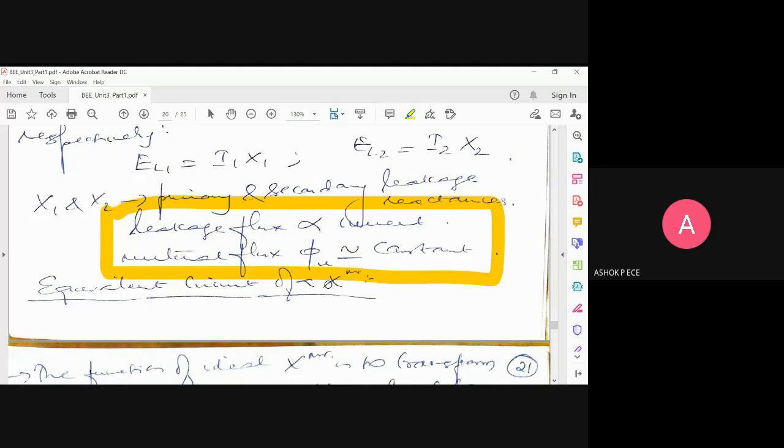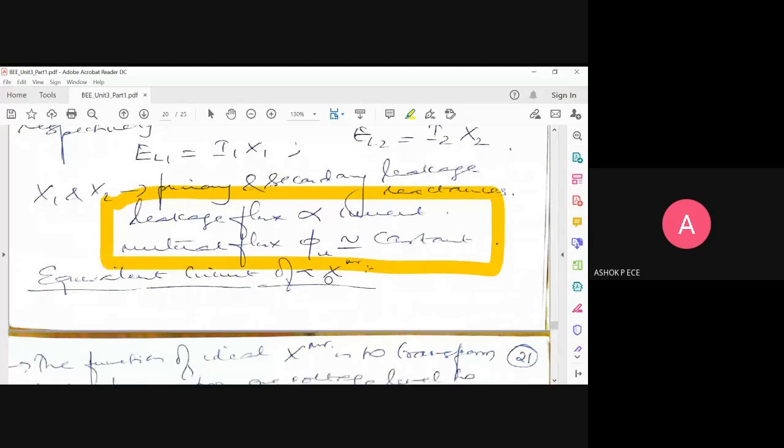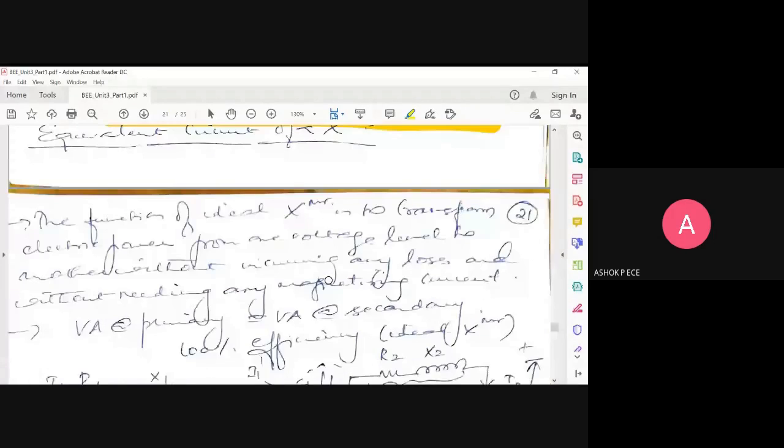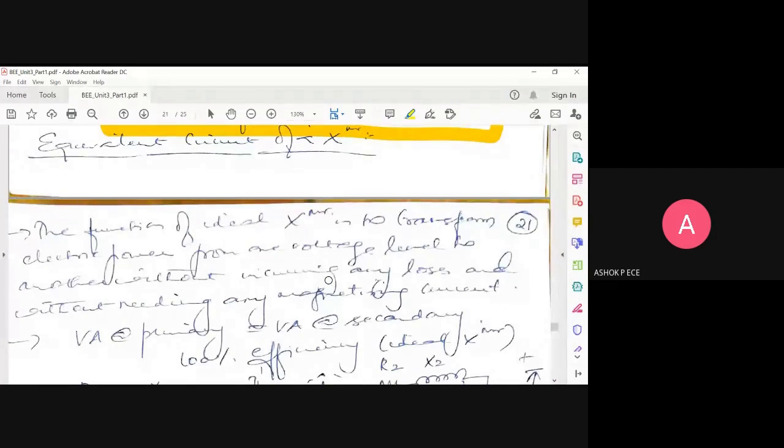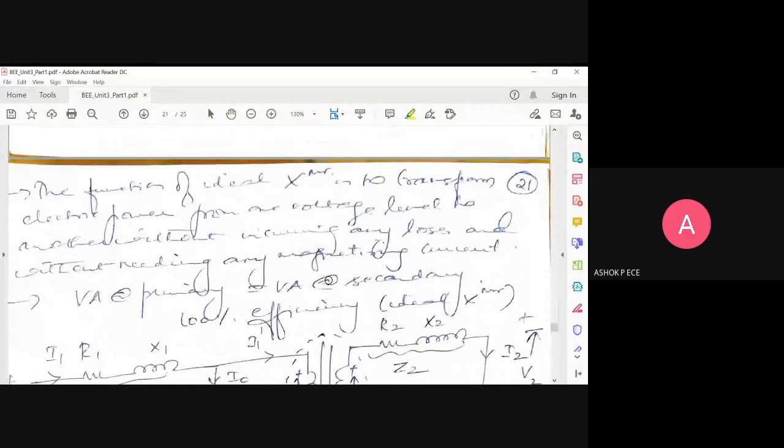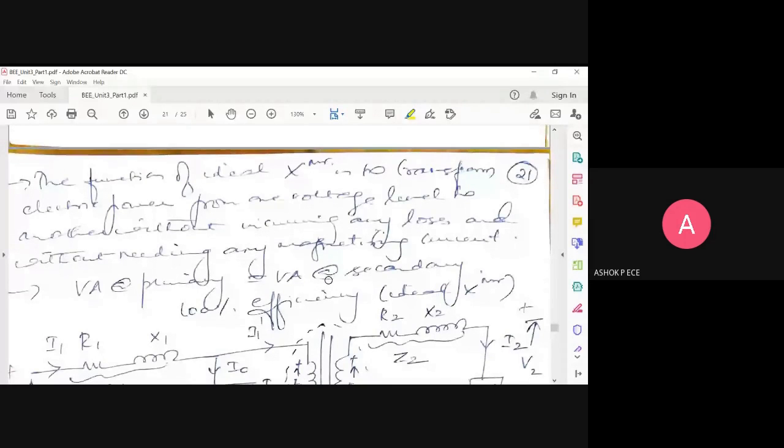Yes, now we'll draw the equivalent circuit of the transformer. It is just a summary of what we have learned so far, and we are going to put everything into a diagram. That's all. The function of an ideal transformer is to transform electric power from one voltage to another voltage. This is the thing we have seen.